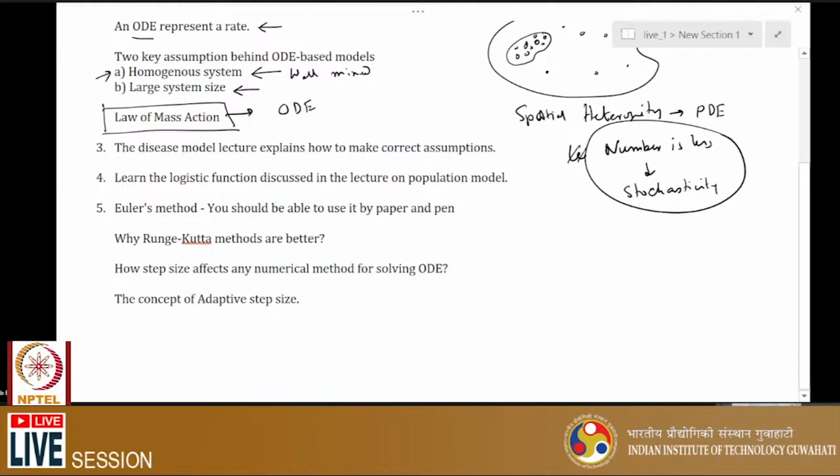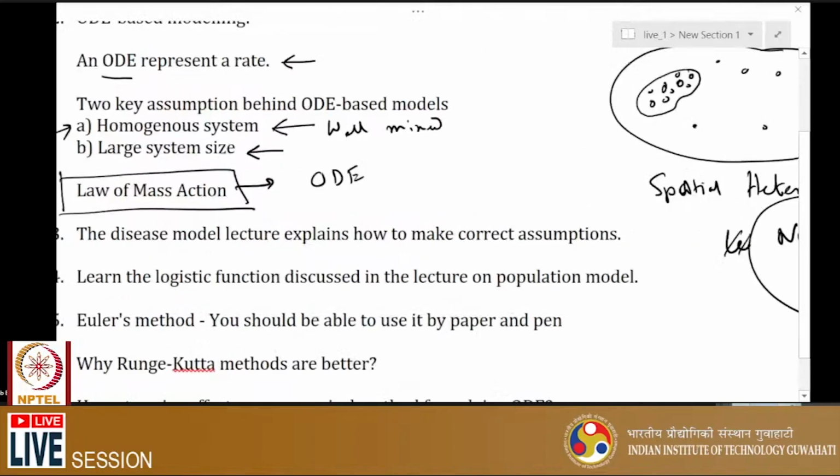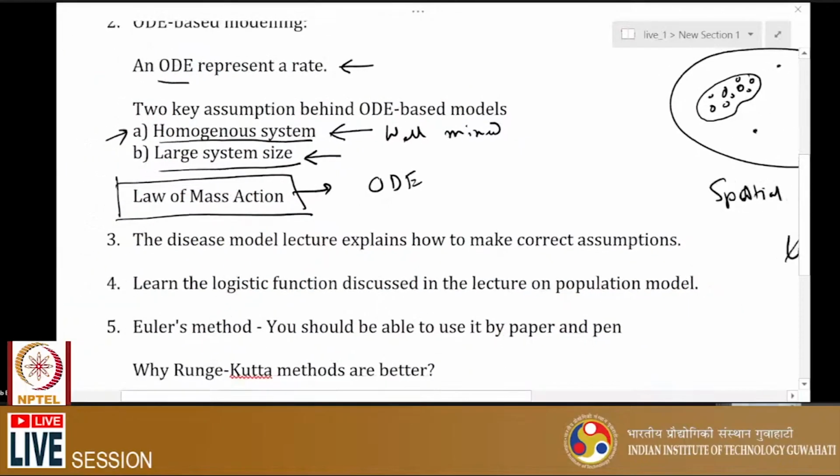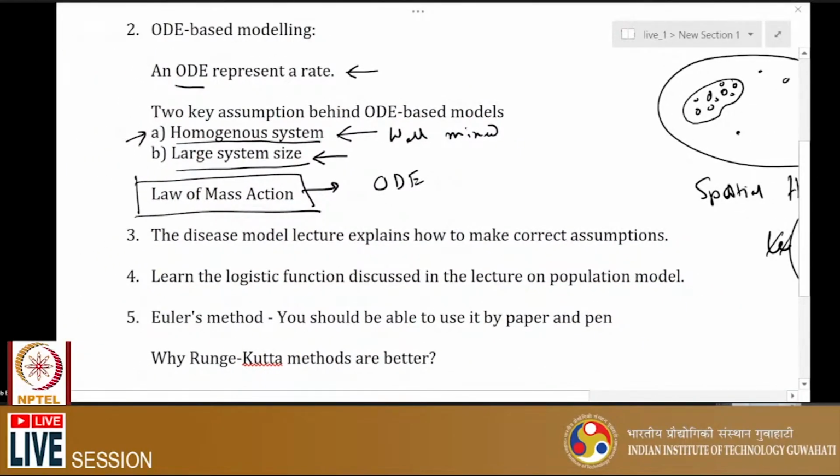First, try to understand, and I have tried to explain in this lecture, how we are using these two assumptions, that a system has to be homogeneous and the system has to be large. These two assumptions are utilized properly when we are building the disease model. So try to understand that, because every time you create a new model, you have to use these two assumptions and you have to use this appropriately, right? So try to learn that from this simple model.